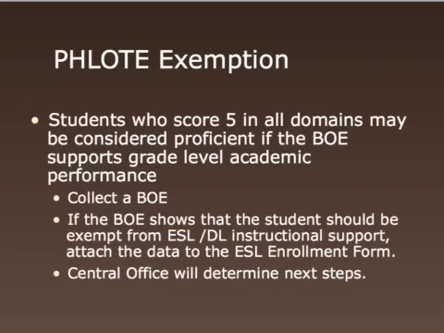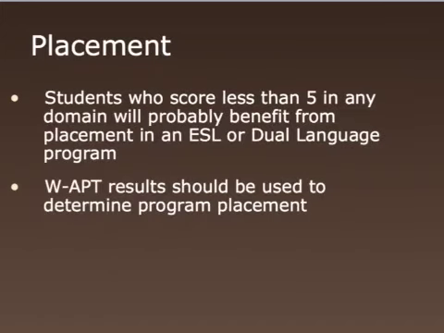Students who score a 5 in all domains may be considered proficient if the body of evidence supports their grade level academic performance. So if you have a student who scored at least a 5 in all domains, you would collect a body of evidence and send it to Lisa Conway for next steps. Students who score less than a 5 in any domain probably will benefit from placement in an ESL or dual language program. The W-APT results should be used to help determine that program placement.